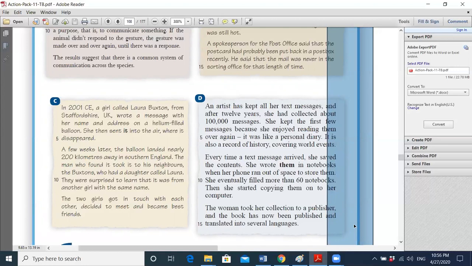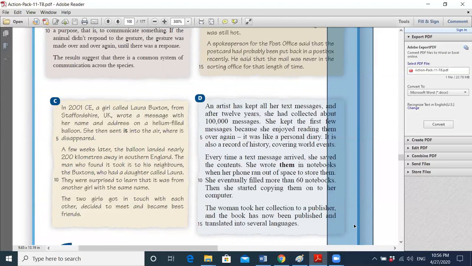Moving on to paragraph D, an artist has kept all her text messages, and after 12 years, she had collected about 100,000 messages. Wow. She kept the first few messages because she enjoyed reading them over again. It was like a personal diary. You know, a diary is a book where you write your memoirs and notes about what happened throughout the day. So this lady considered her messages as a form of a diary.